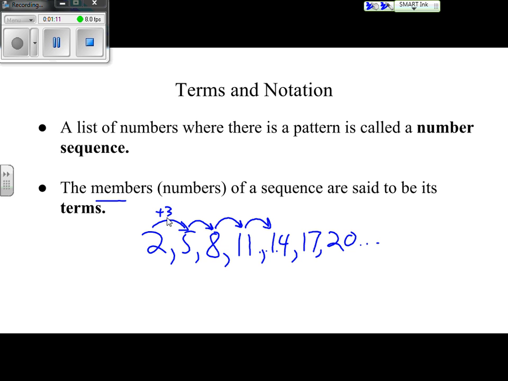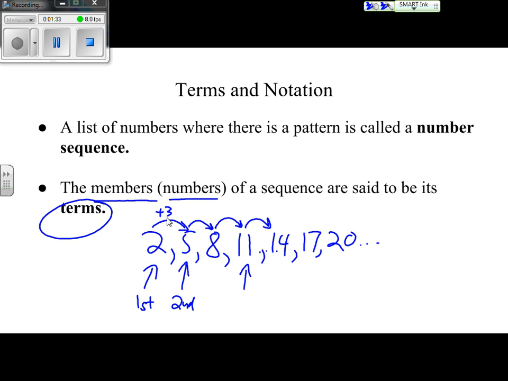The members or the numbers of that sequence are said to be terms. So the first term of the sequence, which really didn't have anything to do with the pattern and was just a random number, is the 2. That is our first term. And then we have our second term being 5. So even though it's the second term, it doesn't mean its value is 2. The first term actually had a value of 2, but the second term had a value of 5.